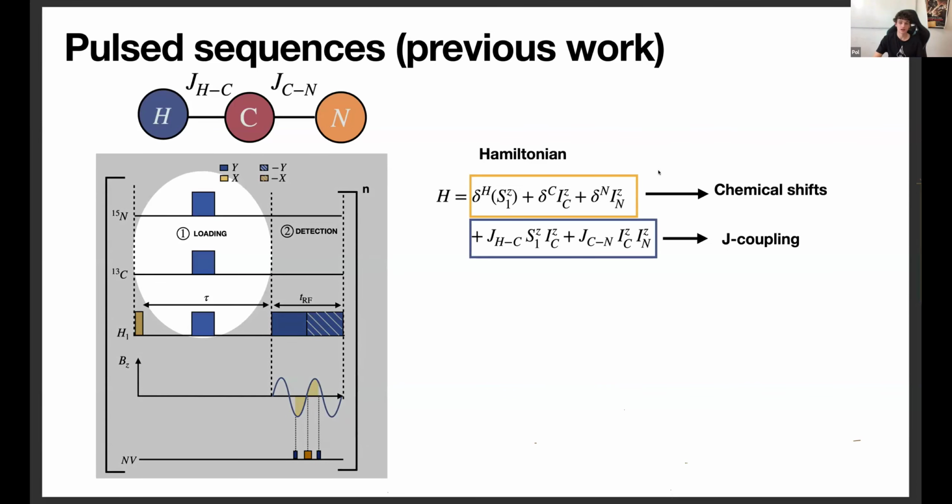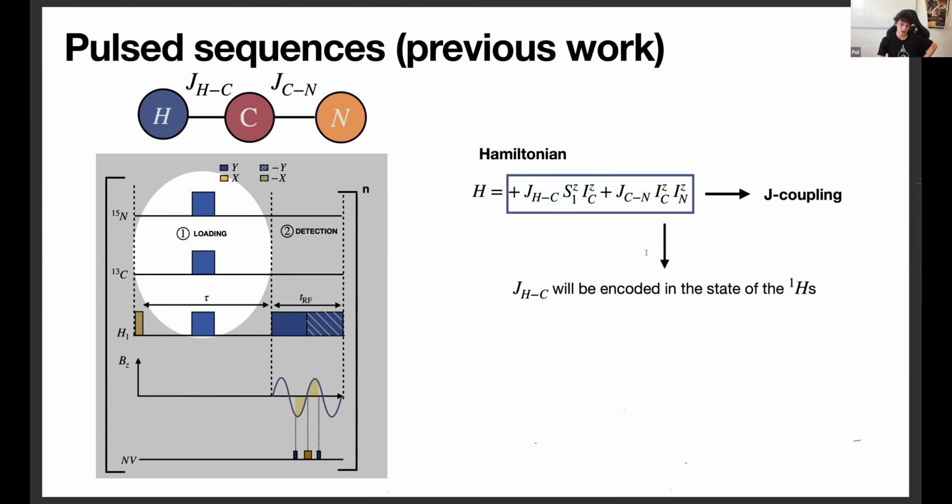During the loading period, I have this Hamiltonian corresponding to the chemical shifts and the J-couplings, but recall that with the pi pulses, I cancel the chemical shifts and only keep the J-couplings, the one between the hydrogen and the carbon, and the other between the carbon and the nitrogen. Now, here there's a catch, and that's the following.